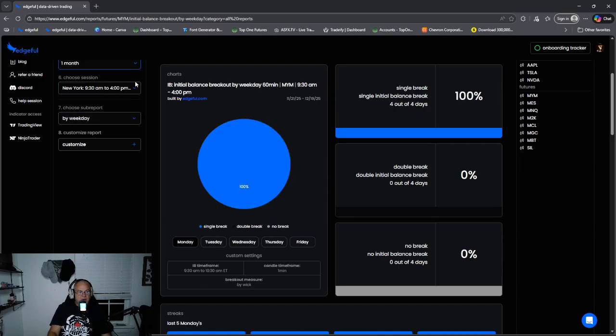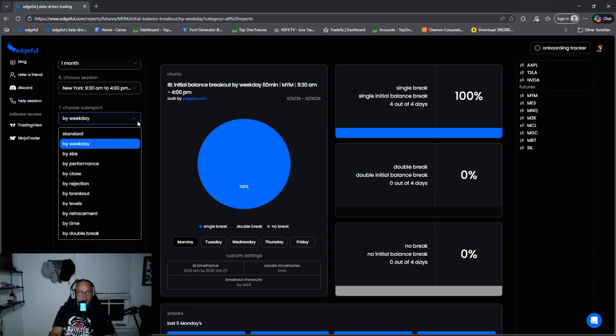But if you're looking at a longer time frame, you're going to have more than 4 days on each weekday, and you'll see the stats. So maybe Friday isn't a good day to trade this setup, and we can just trade it Monday through Thursday. So that's what the weekday report does.